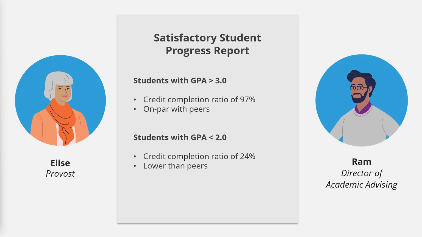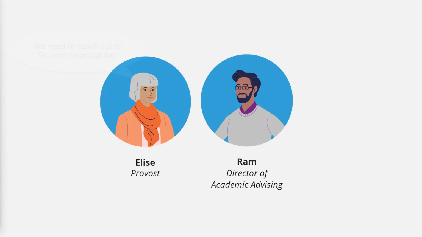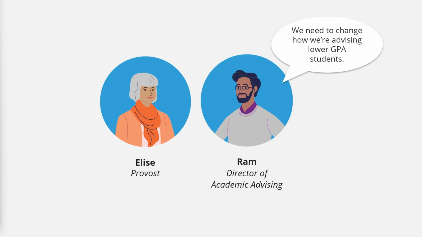These students are not making satisfactory academic progress and are at risk for losing their eligibility to receive federal financial aid. Based on these results, Elise wants to reach out to student financial aid immediately so they can conduct outreach to students who are not making satisfactory academic progress. She also wants to speak to the provosts at their peer institutions to learn how they have improved their credit completion ratios. In addition, Ram wants to meet with his advisors to change how they advise lower GPA students.